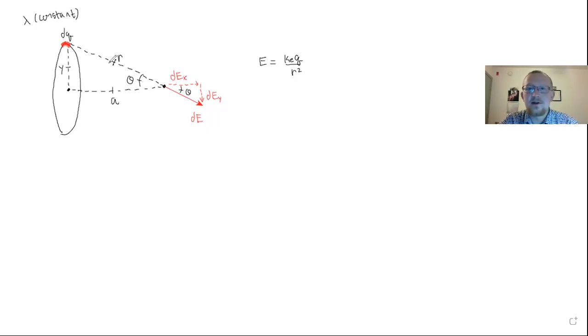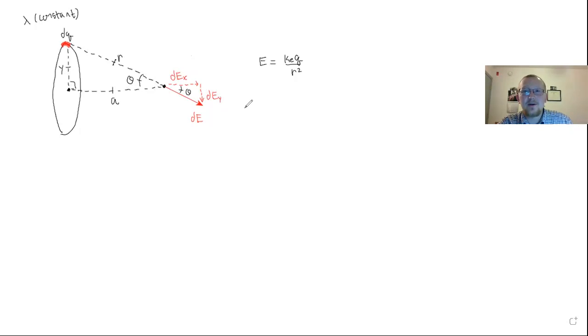Another special thing about this specific configuration is the point we're interested in. We're trying to figure out the total electric field at this point caused by this circle of charge. The line that leads from the center of the circle to that point is orthogonal to the radius of the circle of wire. So it's right down the center, on that central axis. This is another important thing for this particular problem.